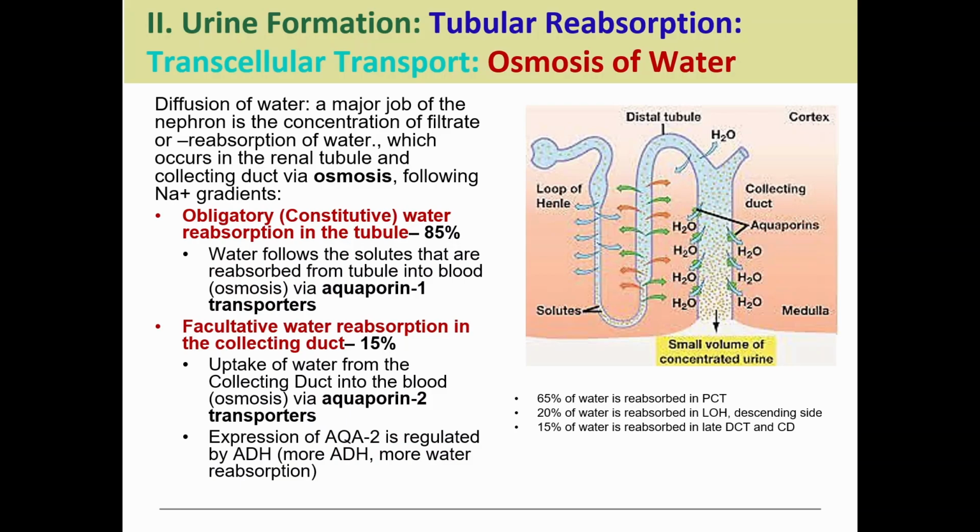We have the obligatory water reabsorption in the tubule. This is going to be most of it, about 85%, where water is following the solutes. Right, we have aquaporin transporters, and water is following the solute concentration just through osmosis. The facultative water reabsorption, this is the last bit. This is what's happening in the collecting duct. And this is where we're using aquaporin 2 transporters, and this is going to be through ADH. So ADH is going to promote these aquaporin 2 transporters being put on the surface of the cells. If ADH is not there, we don't see all of these aquaporin 2 transporters. So ADH regulates the aquaporin 2 transporters in the collecting duct area.